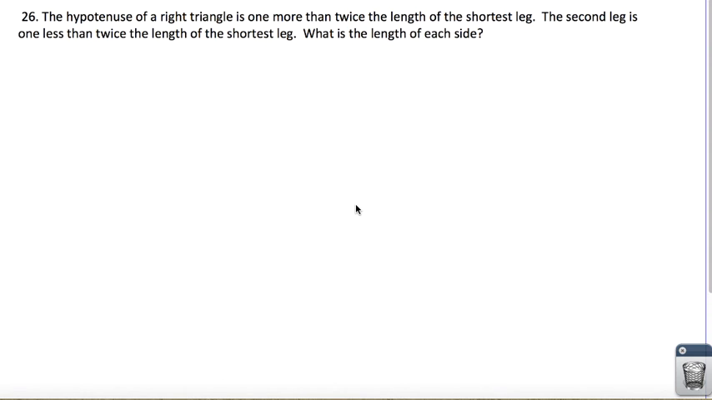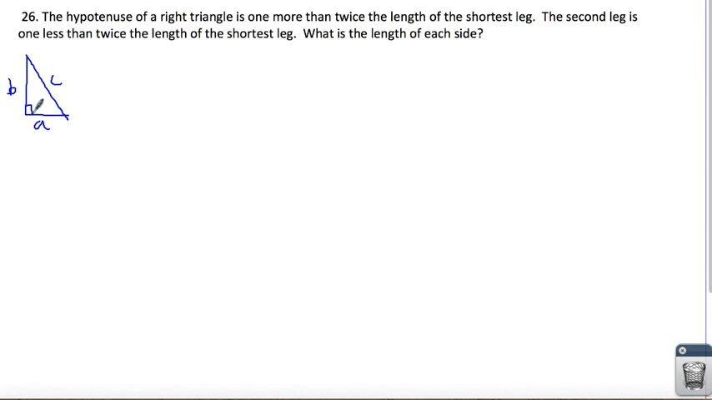Given the hypotenuse of a right triangle is one more than twice the length of the shortest leg, the second leg is one less than twice the length of the shortest leg, and we need to find the length of each side. So I think it helps if we start this problem by just sketching a little right triangle to illustrate what we're given. So I made this side and the bottom the shortest leg, so let's just call them A, B, and C for now.